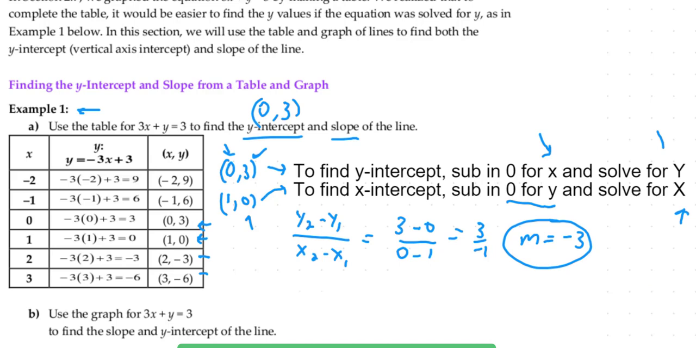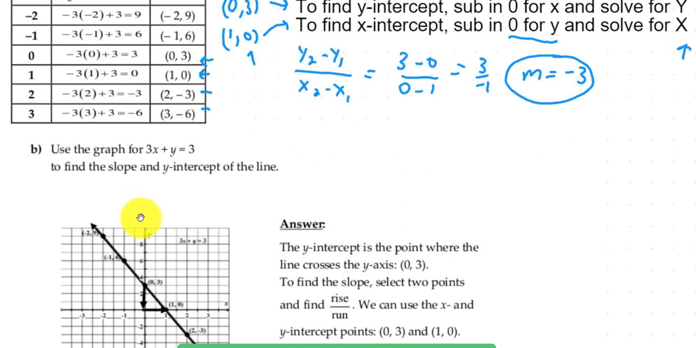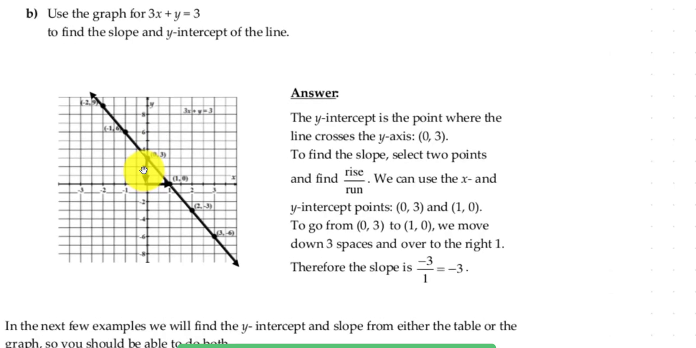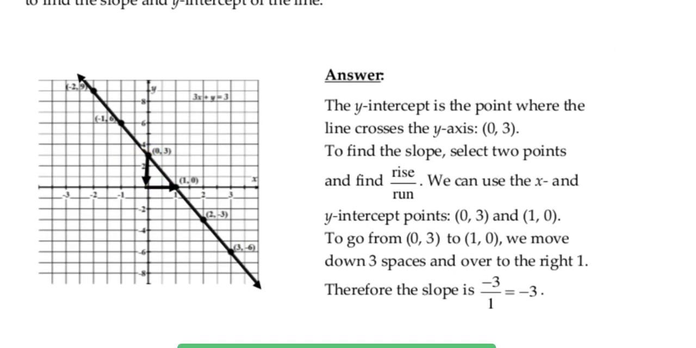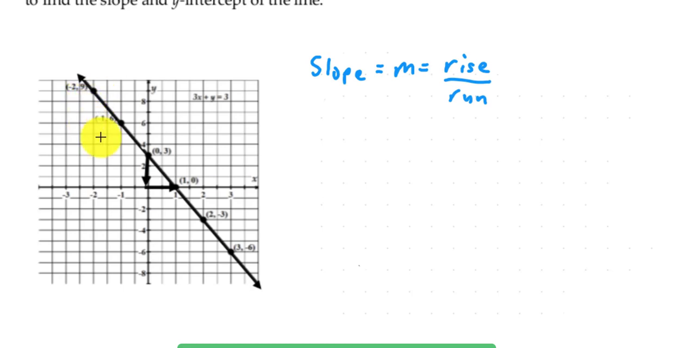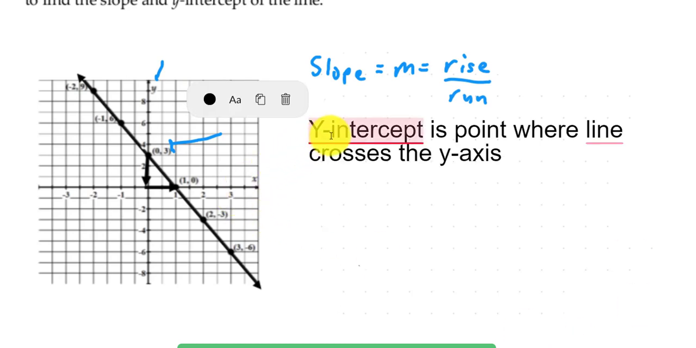Okay, so let's keep moving. Now with this same equation, 3x plus y equals 3, we were able to find the y-intercept and the slope from a table, but the question is, can we also find the y-intercept and slope using a graph? And the answer is yes, so let's do so. The slope of this line can be found by looking at our rise over our run, and the y-intercept is the point where we cross the y-axis. The y-intercept is the point where the line crosses the y-axis.